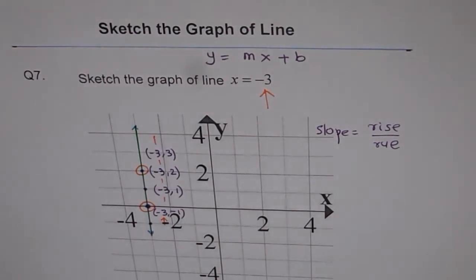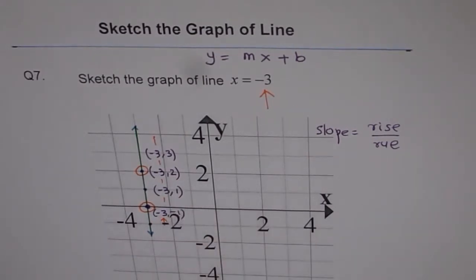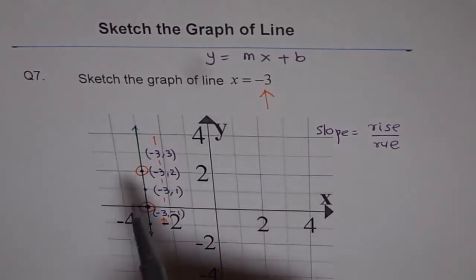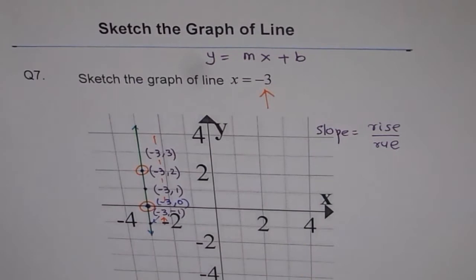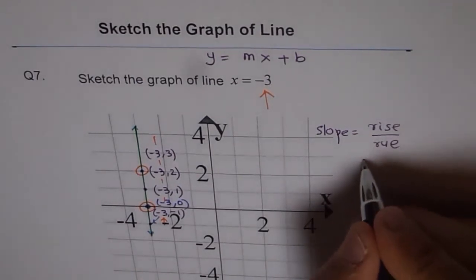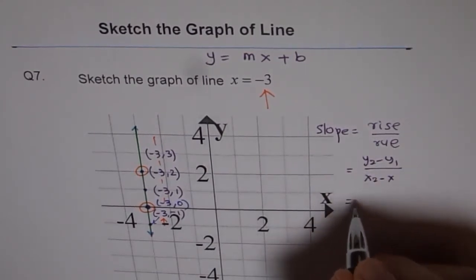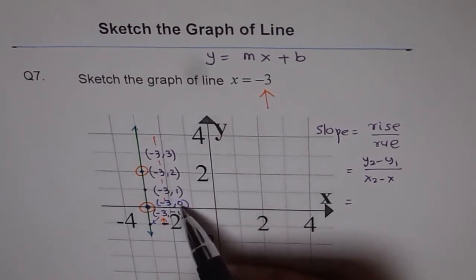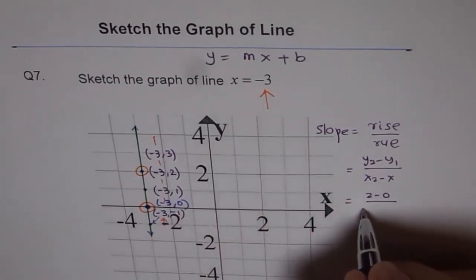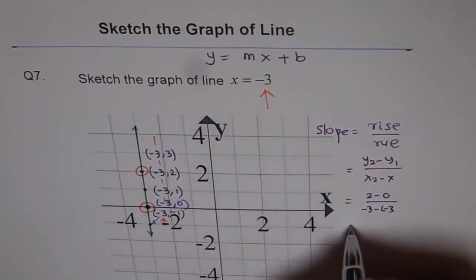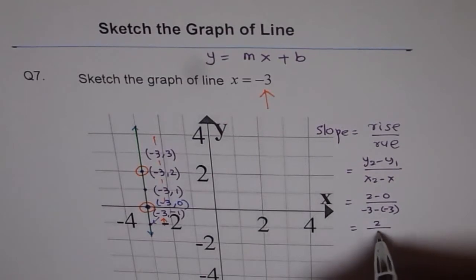Now what is rise? Rise is y2 minus y1, that is 2 minus 0. Let me write this point again. So this point is minus 3 and 0, correct? So slope is y2 minus y1 divided by x2 minus x1, correct? Now y2 is 2 for us and y1 is 0. So it is 2 minus 0 divided by minus 3 minus of minus 3. That gives us 2 over, minus becomes plus, so minus 3 plus 3 is 0, 2 over 0.